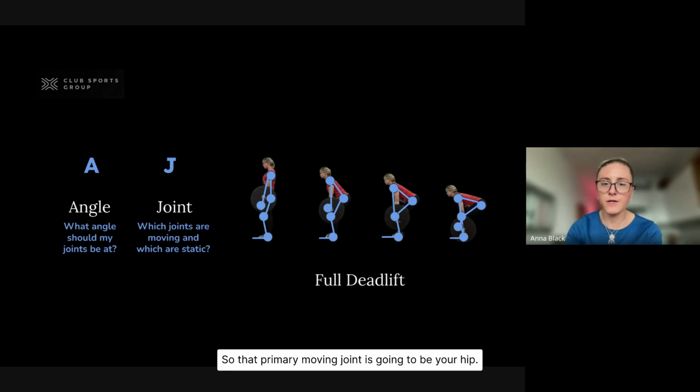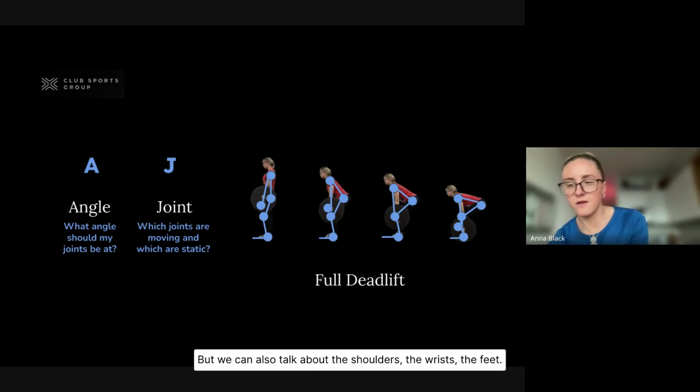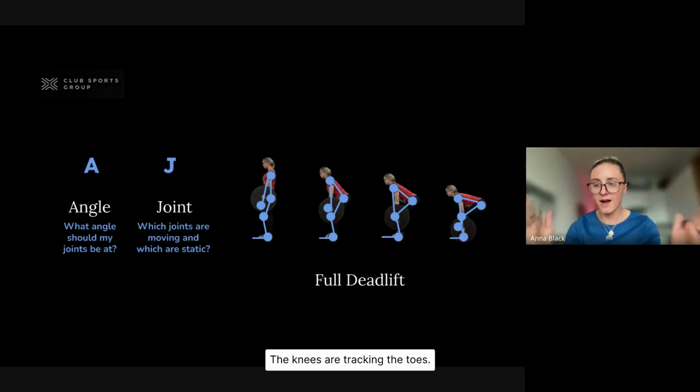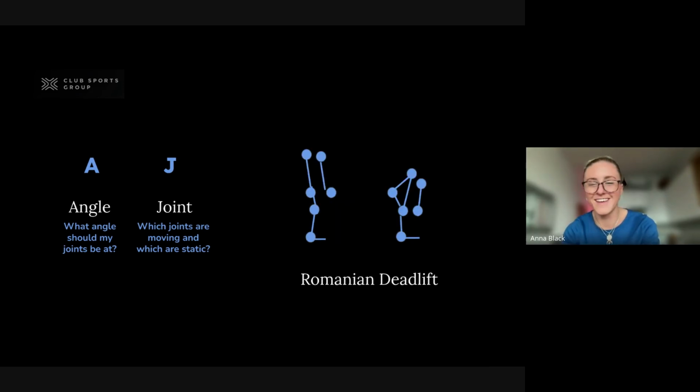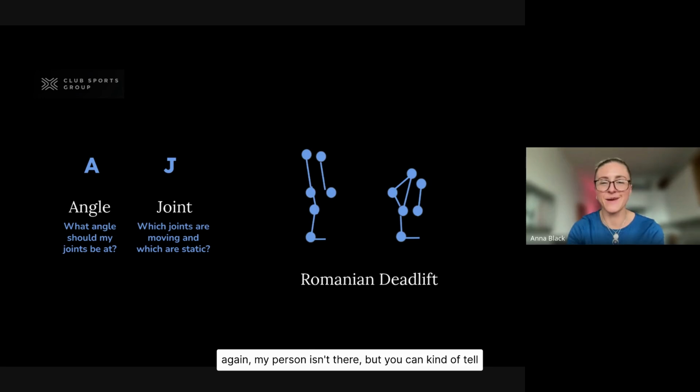So that primary moving joint is going to be your hip, but we can also talk about the shoulders, the wrists, the feet. The knees are tracking the toes. We know that universally in all of our movement. So those are angles still to be paying attention to. Now, again, my person isn't there, but you can kind of tell.